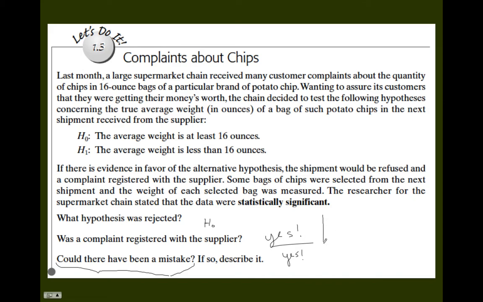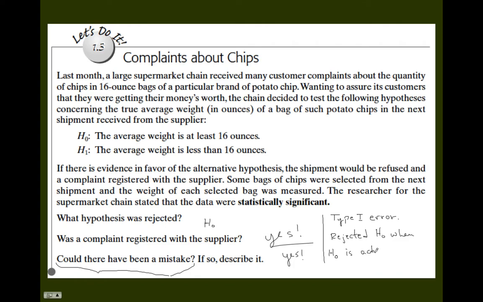Now, just to foreshadow what's coming, the type of mistake in this example is called a type 1 error. We call this a type 1 error. And the reason is the way we could have made a mistake is we could have rejected H naught when it's actually true. In other words, that's where we would have been really unlucky and got a bunch of light bags of chips just by bad luck from the population.